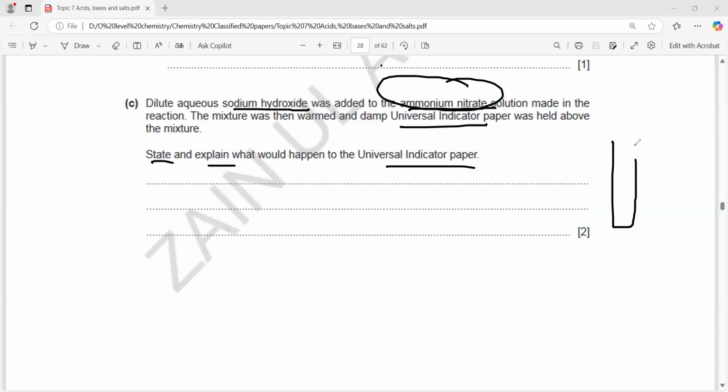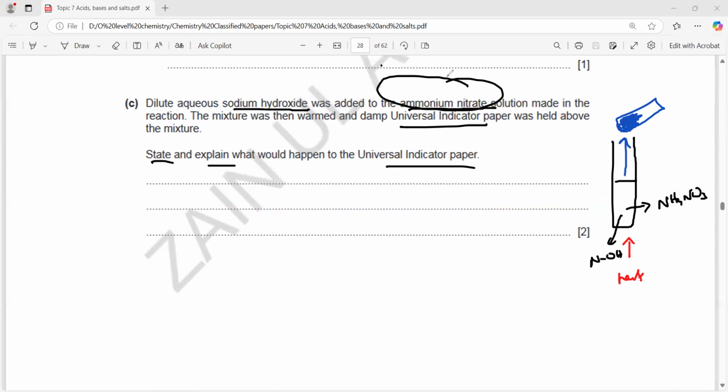Look, if you have an ammonium salt, it will turn blue. So you have ammonium nitrate, yes, and you add sodium hydroxide. So whenever there is an alkali and an ammonium salt, and we supply heat energy, what will happen to the universal indicator paper? The universal indicator paper will turn blue. Why? Because it releases ammonia. What will be the product when sodium hydroxide reacts with ammonium nitrate? It will produce sodium nitrate, ammonia and water.